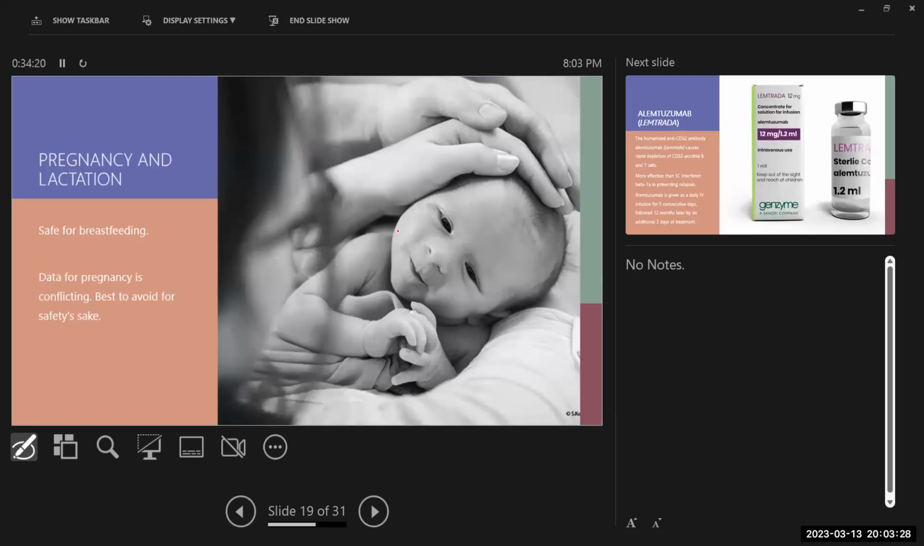Safe for breastfeeding. Pregnancy, the data are conflicting. So what's your policy? On which side do you err? Safety, always. Always. Safety, always. Unless your patient's going to die. Questions about natalizumab?